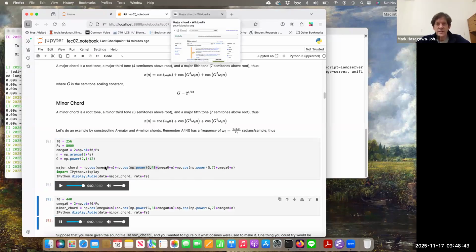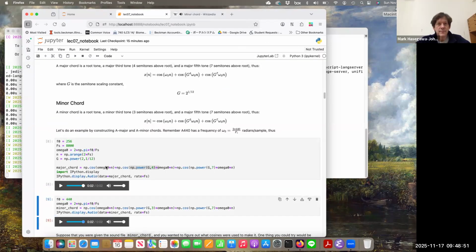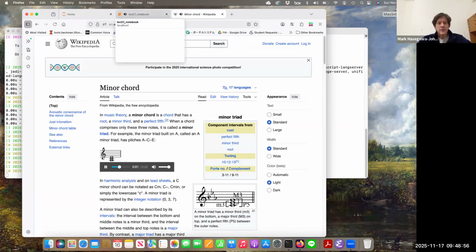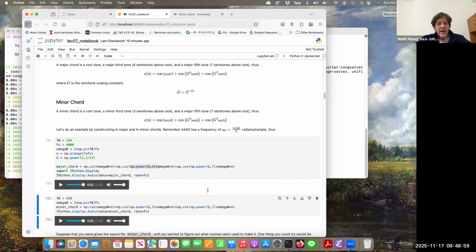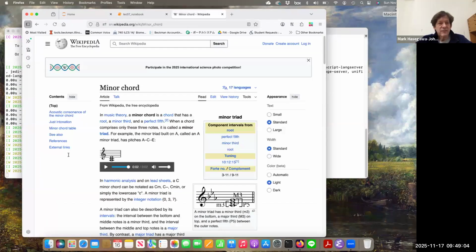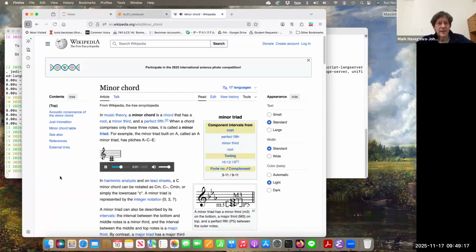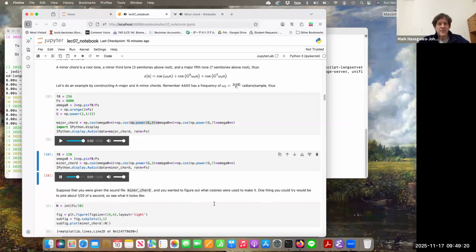That should be the same chord as this. So that's the chord A, C, and E. Oh, this is actually with the A below middle C. So let's move this down from 440 to 220 to make it the A below middle C. There we go. That sounds more like it. So there's the A minor chord.